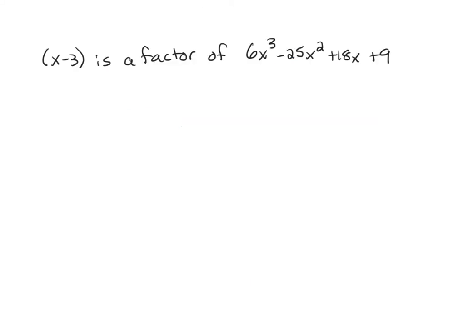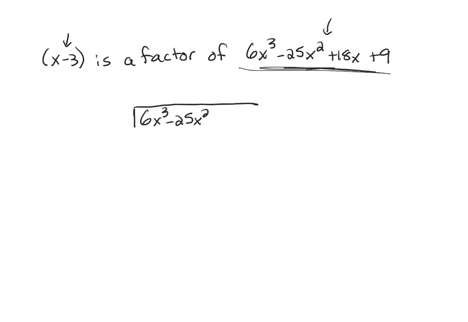All right, the next example, I'm giving you a fact here. So x minus 3 is a factor of this polynomial. That means if I divide this polynomial by x minus 3, I'll have the remainder of 0. And then our goal is to completely factor this cubic polynomial. So what we're going to do is divide it and see what's left over. So let's set this up. 6x to the third minus 25x squared plus 18x plus 9, and I'm dividing by x minus 3.